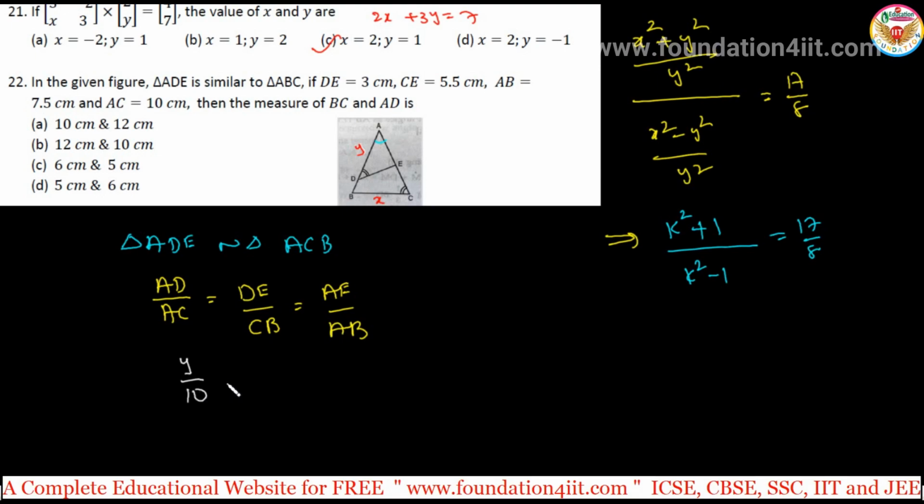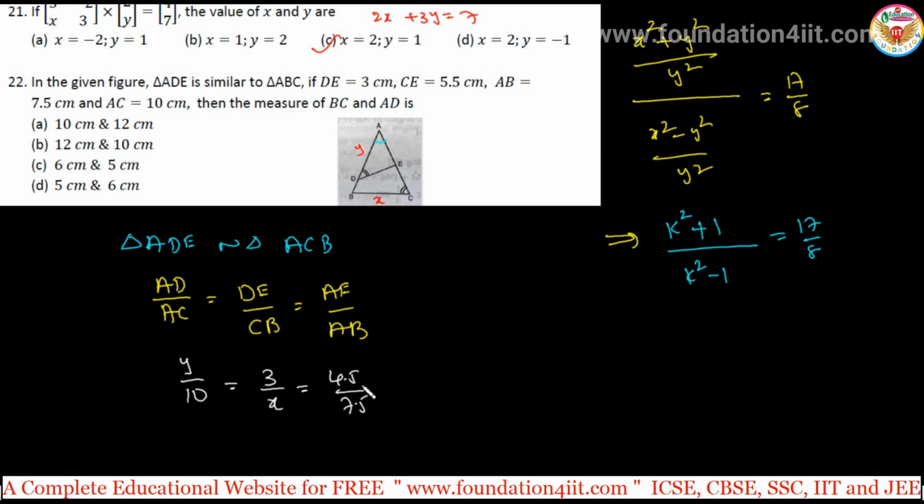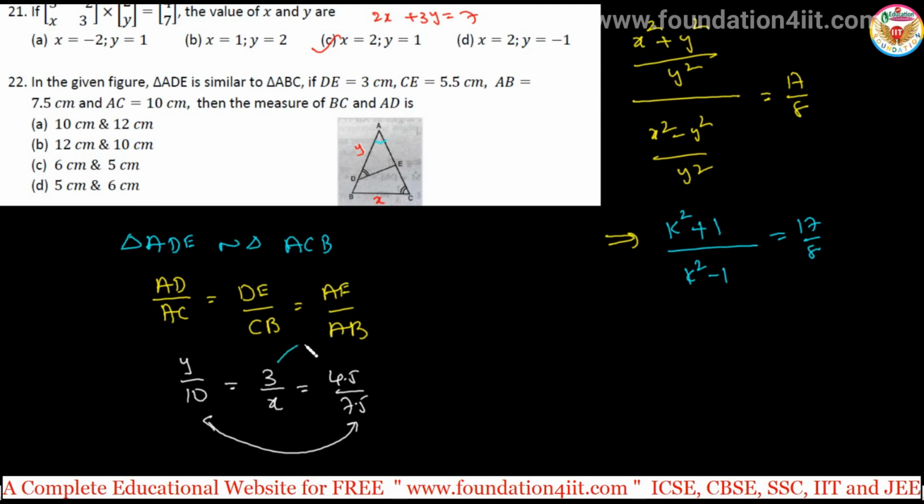So Y by 10 is equal to 3 by X, substituting the values 4.5 by 7.5, which are the given values. Take the first and third to get the X value, and the second and third to get the Y value; take these two and do cross multiplication, and you get the X value. Okay, you'll get option D: 5 centimeters and 6 centimeters. So X is equal to 5 and Y is equal to 6. Okay, I'll explain only the method. You can try the problems and confirm.